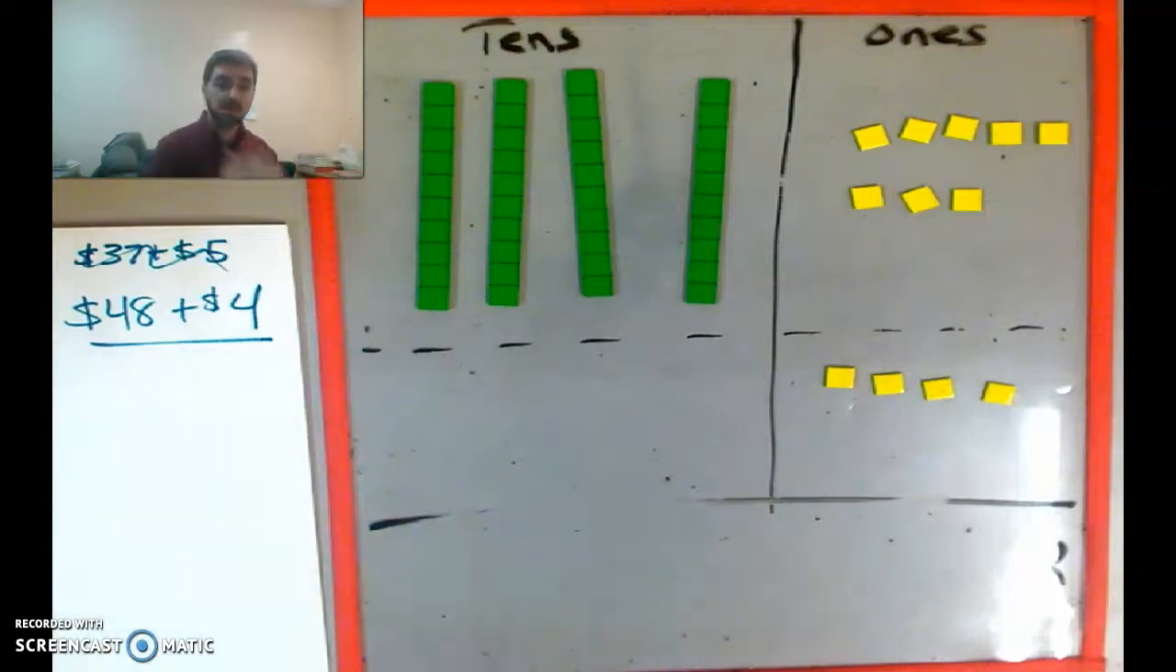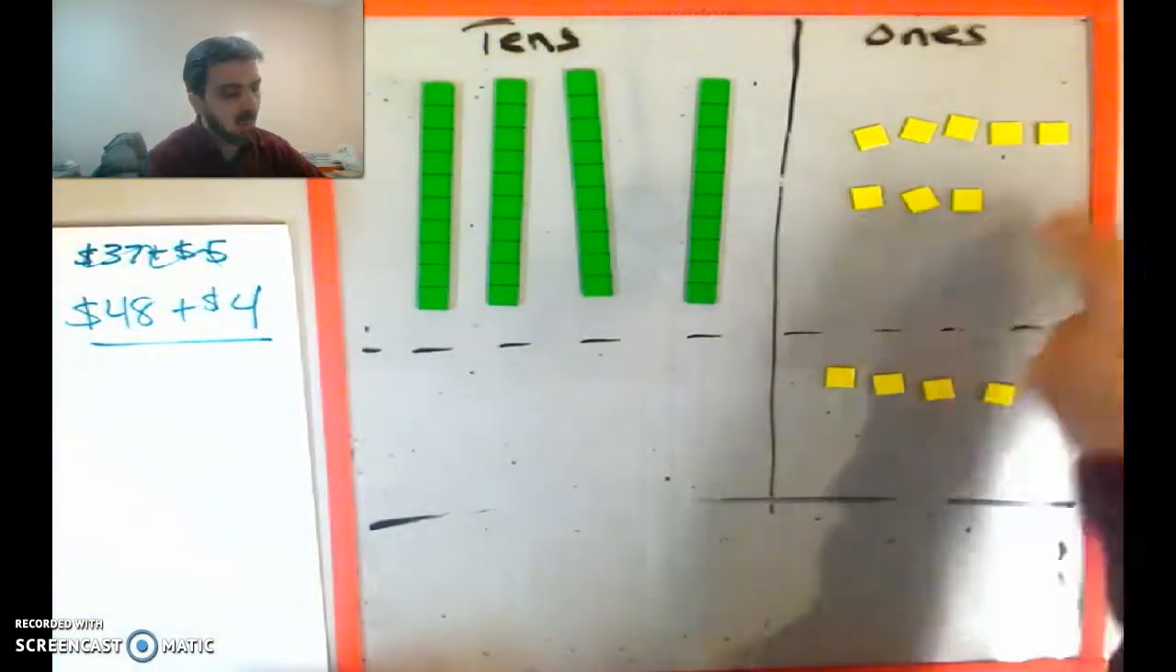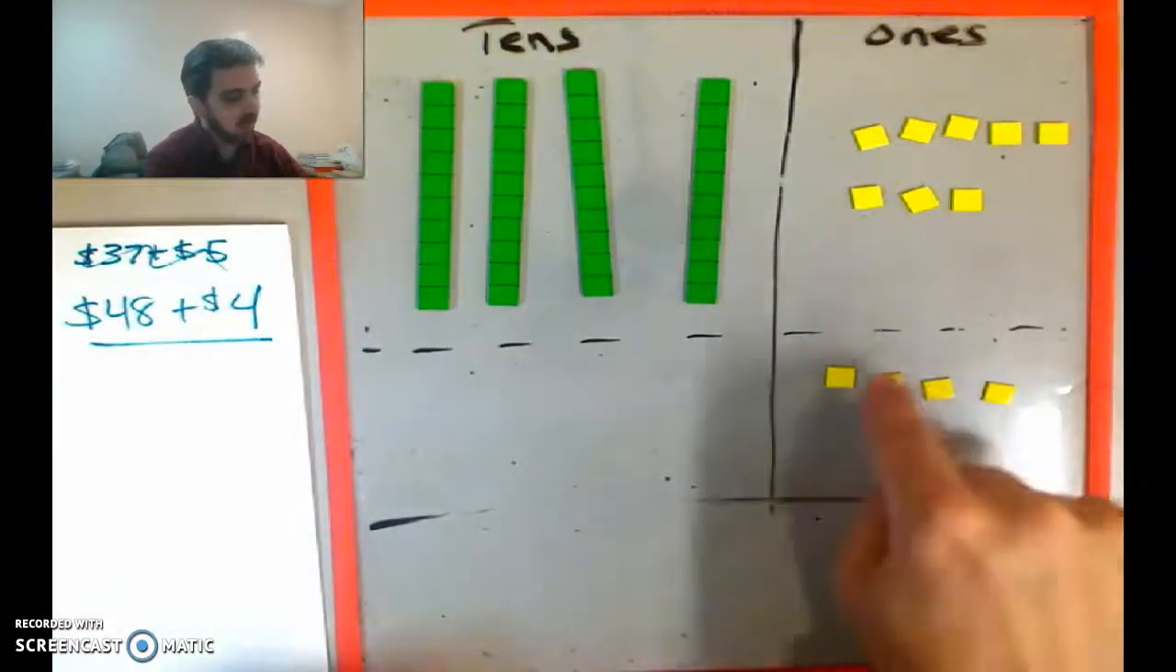All right, well, hello, welcome back. How did it go? Let's see, did you do something like this? Did you say, okay, I've got 8 ones here and 4 ones here.